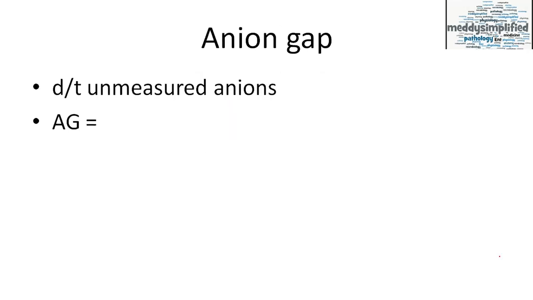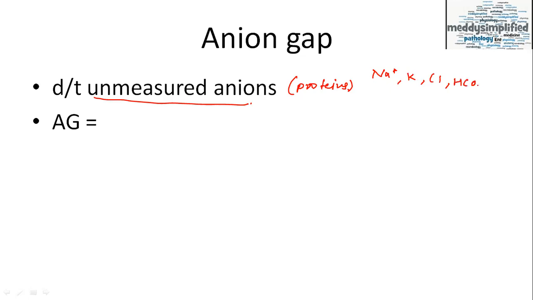Now going further, we'll talk about anion gap. What is anion gap? It occurs due to the unmeasured anions like proteins, etc. Right? We don't measure them. We usually measure sodium, we measure potassium, sometimes chloride and bicarb. But there are a few anions which are not measured normally, and that is what anion gap is about.